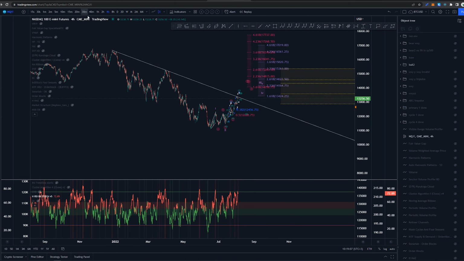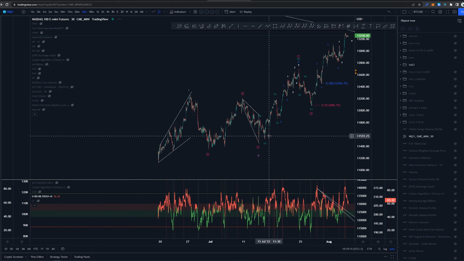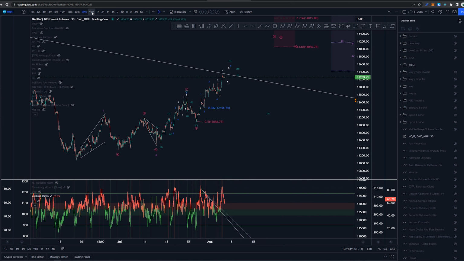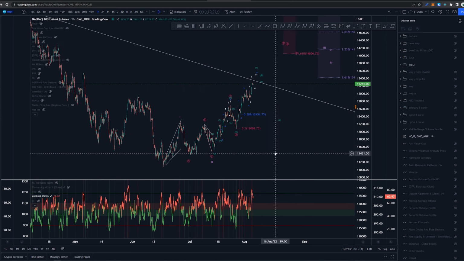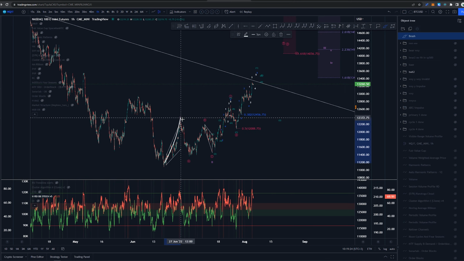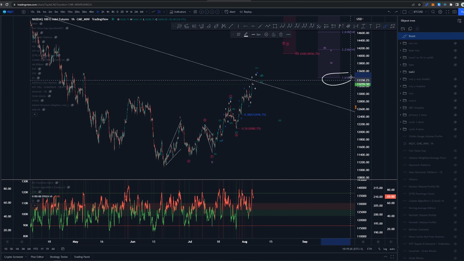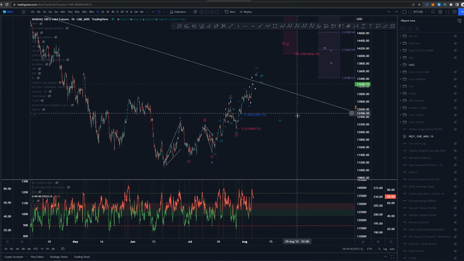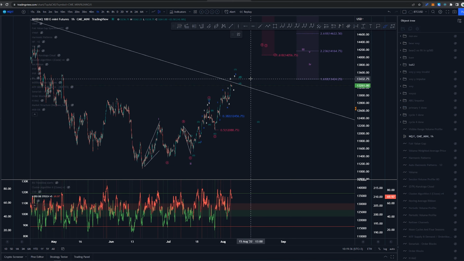Now let's again zoom in a bit more into the current structures. Let's take a look. So bullish count would be this one. Let's go back to 1 hour, in which we have this as a wave 1, 2. 1.618 would be around 13.4k area, and at that point we can turn more bullish.